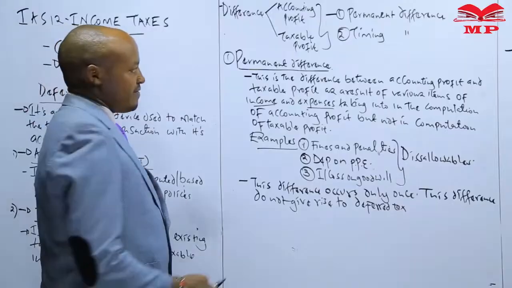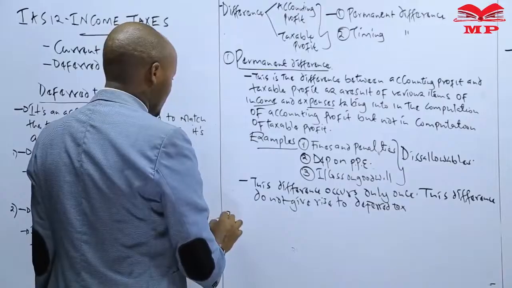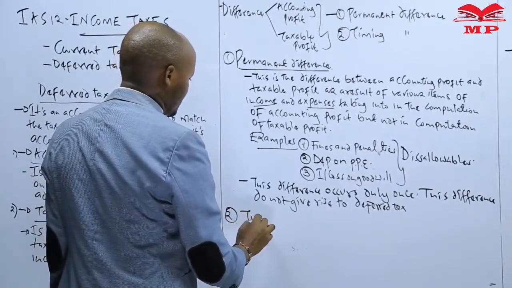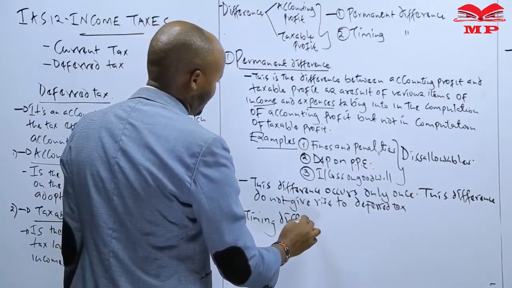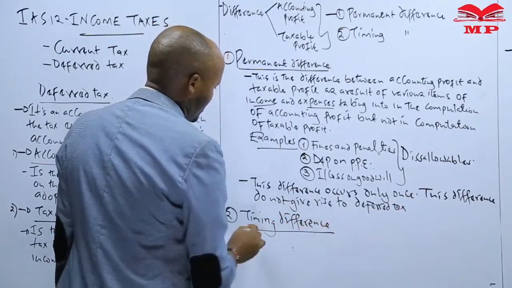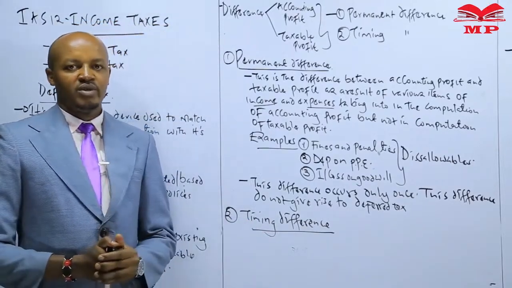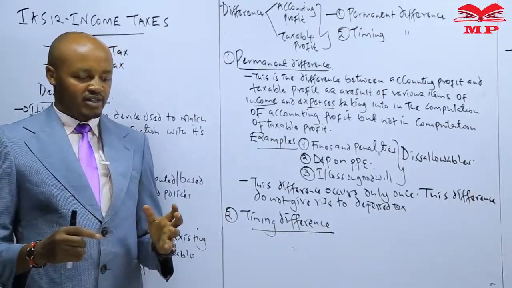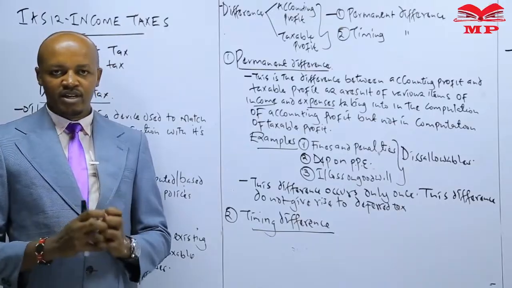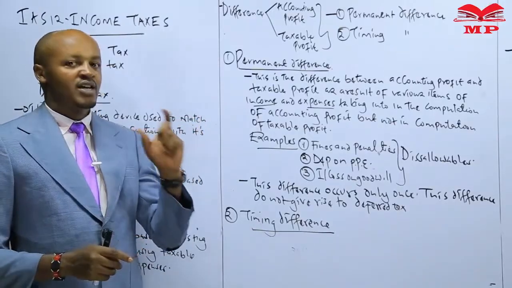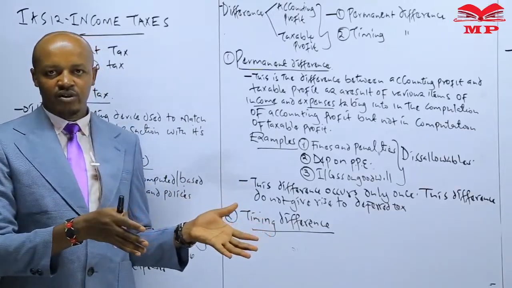Now, the other difference between the accounting profit and taxable profit, we have referred to as the timing difference. This is a difference between accounting profit and taxable profit, which arises as a result of taking into account various items of income and expenses in the computation of accounting profit and taxable profit, but in different accounting periods.